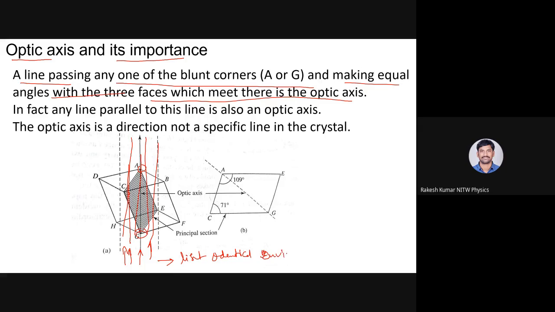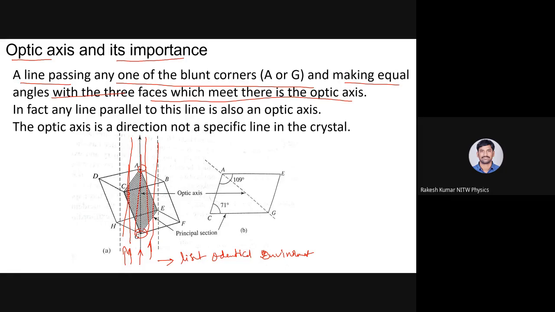When you have an identical environment, what happens to your double refraction? Will it happen or will not happen? It will not happen. That is the specialty of the optic axis. The optic axis is not a line, it is actually a direction. So you are defining one direction which has to pass through these blunt corners, or anything parallel to the line which is passing through the blunt corners.